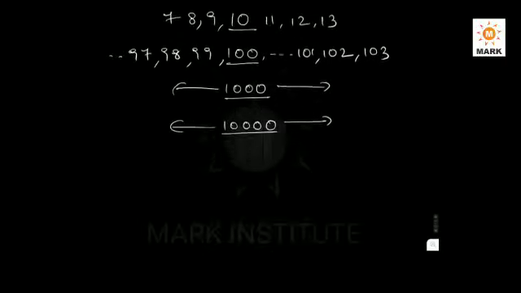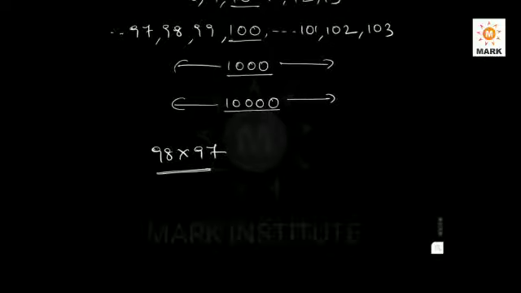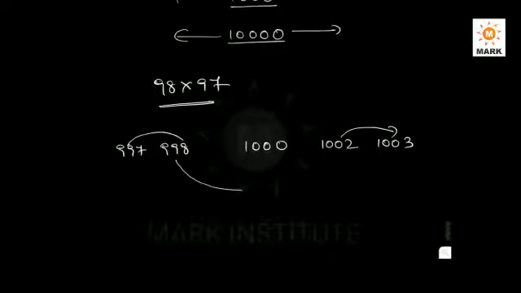For example, if you take 100 as a reference, it can be 98 into 97. Or if you take 1000 as a reference, I need to multiply 998 into 997. Or sometimes I need to multiply 1002 into 1003, that means both are above. Sometimes I need to multiply 998 into 1002, that means one is above 1000 and the other one is below 1000.